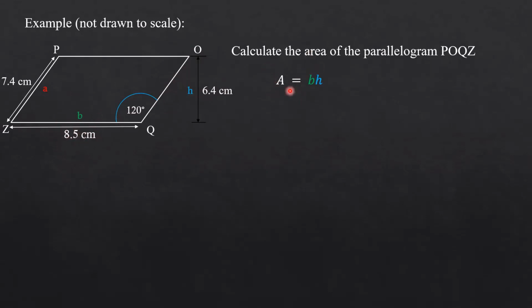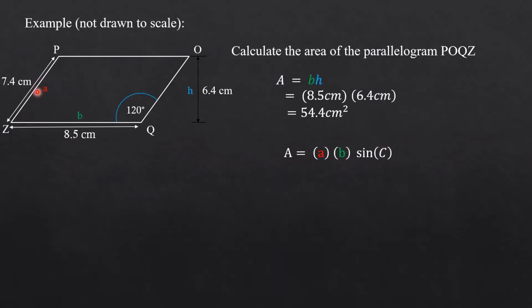So the area of the parallelogram is just 8.5 multiplied by 6.4, which is 54.4 centimeters squared. Remember, we're looking at measurements, so we need to put those units in there. So that's the first formula. Let's use the second one, which says the area of the parallelogram is the product of the two sides times the sine of the angle between them, AB sine C.